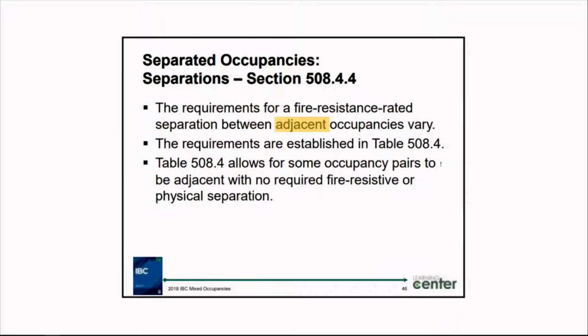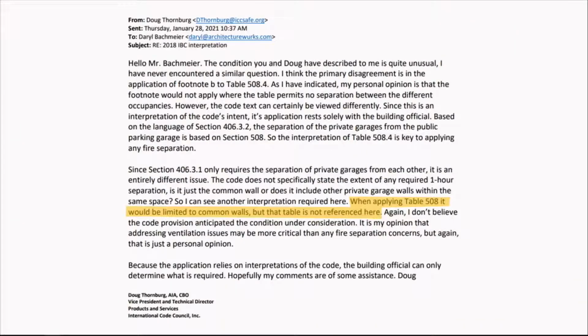The requirements are established in Table 508.4, and in our case, remember, this is a presentation about separated occupancies, not specific to ours, but in general, how to determine separated occupancies. Table 508.4 allows for some occupancy pairs to be adjacent with no fire-resistive or physical separation. And again, if we pop back to the note from Doug Thornburg, he says, when applying Table 508, those being the fire barrier separations, would be limited to common walls. But he goes on to say 508 is not referenced here. Again, this brings us back to the Chapter 1 section where specifics outweigh general requirements.